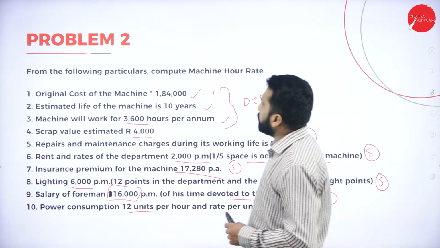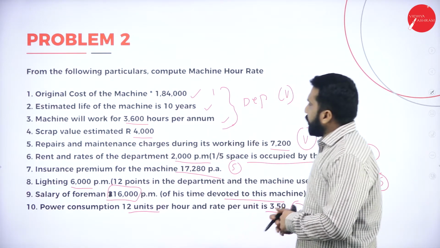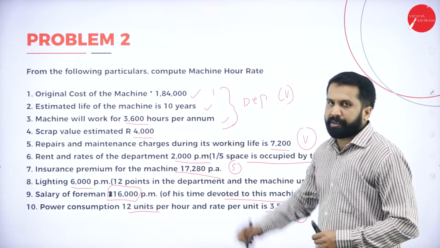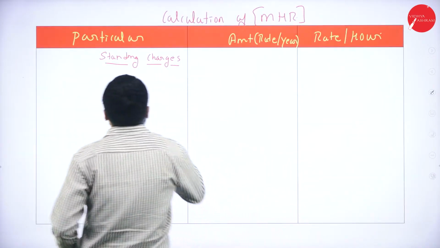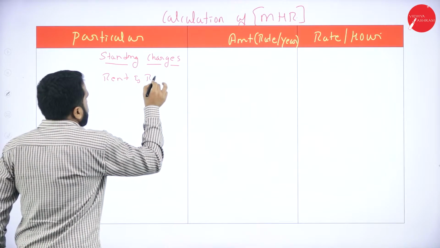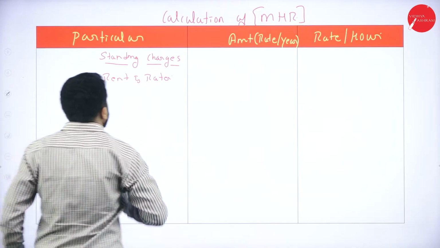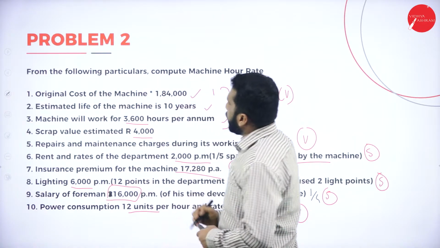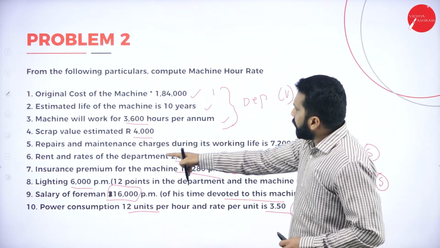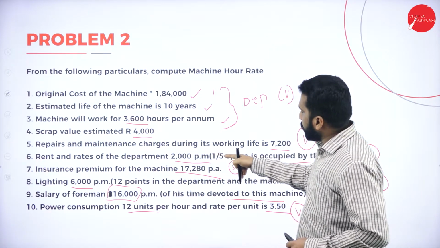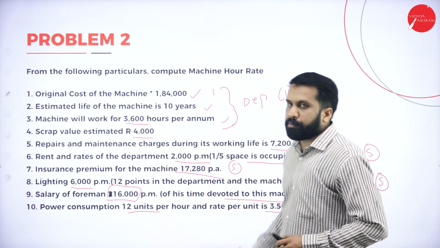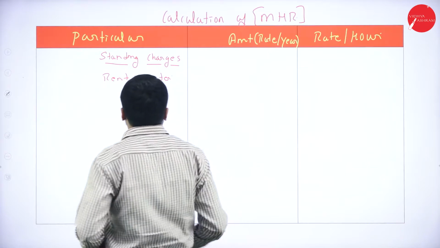Hope you are clear. Good. Now we'll go one by one. What are the standing charges? Repair and maintenance is variable, rent and rates. First one, rent and rates. How to calculate? Now, rent and rates they have given 2000 per month. Rent and rates of the department 2000 per month, 1/5 space occupied by the machinery. What are we supposed to do? I'll show you.